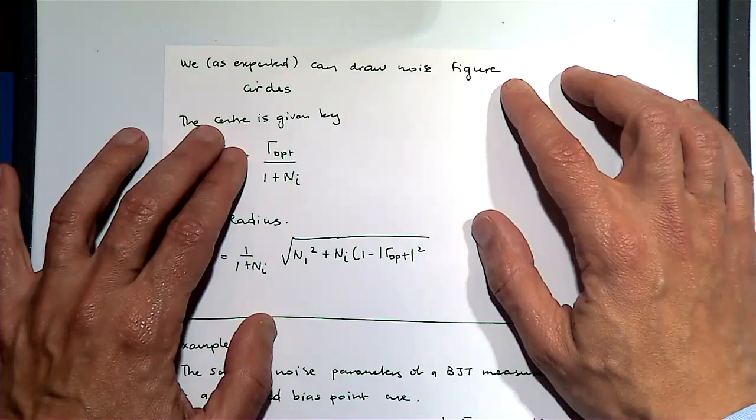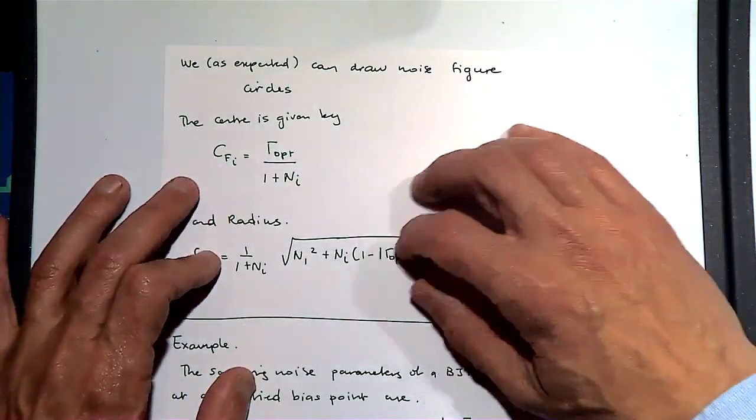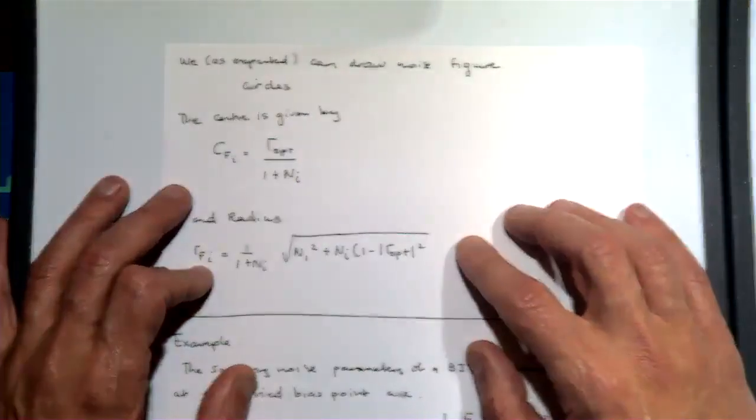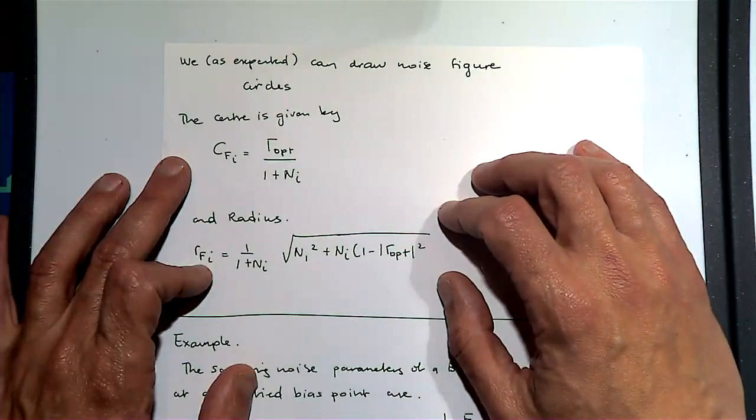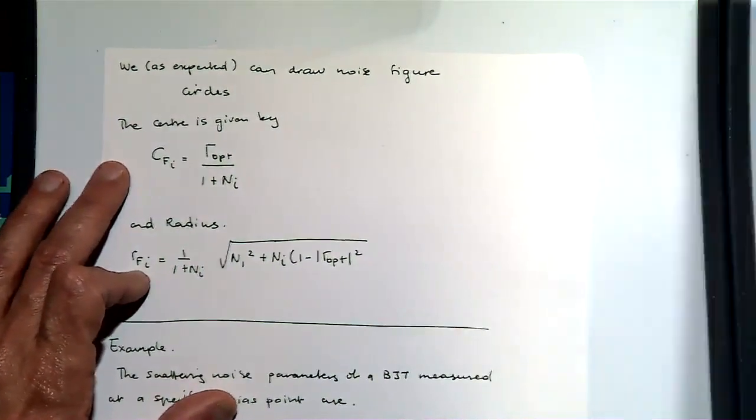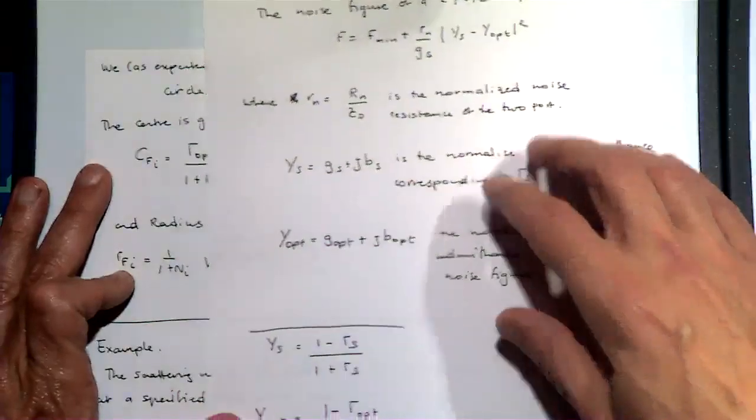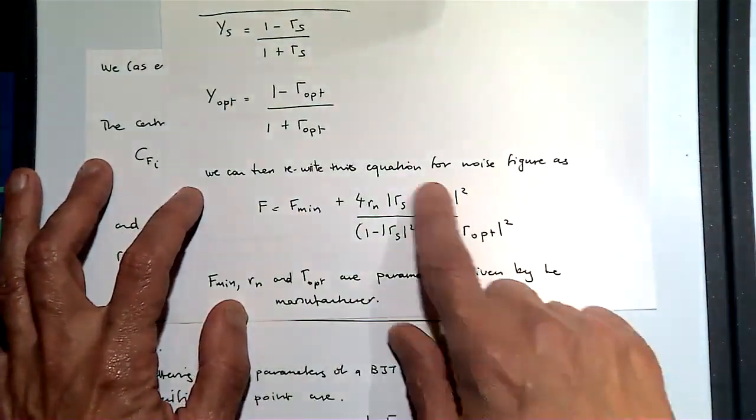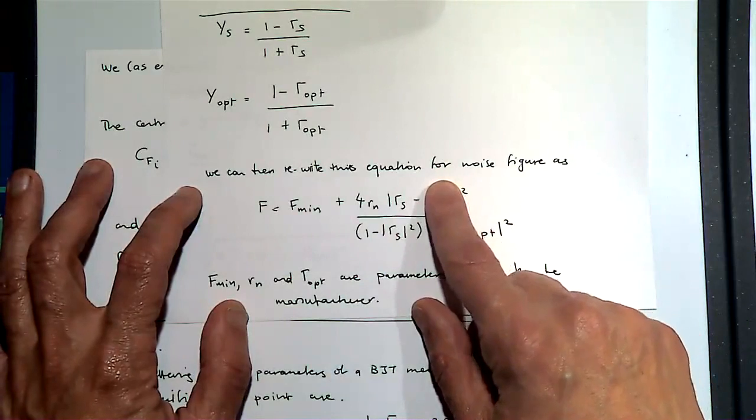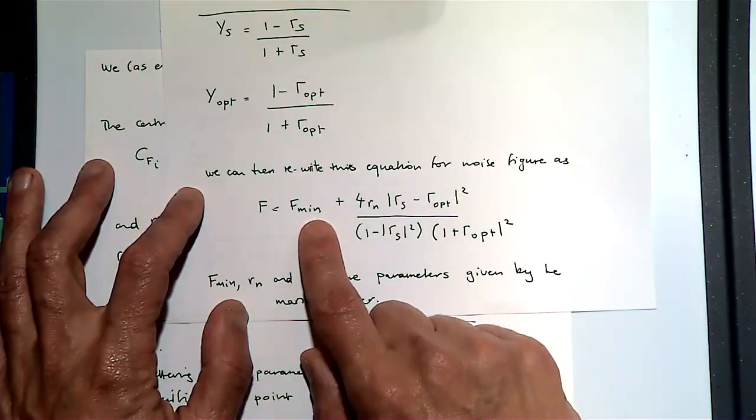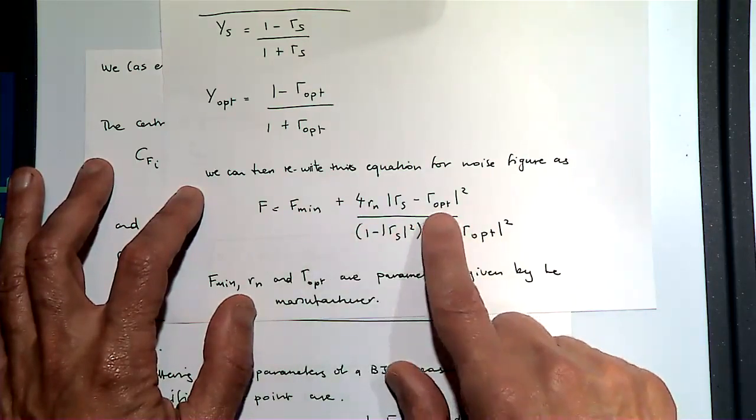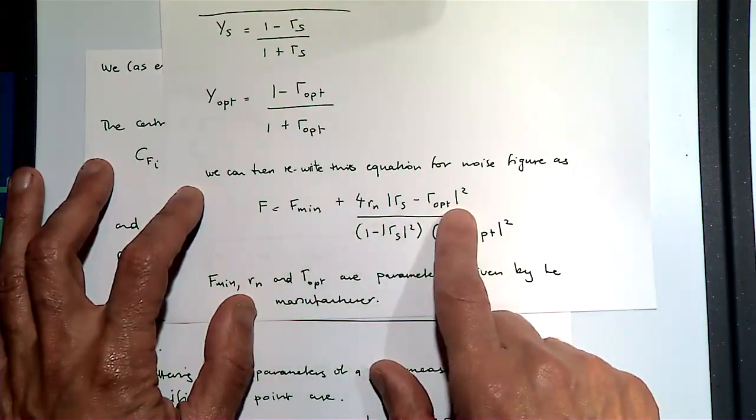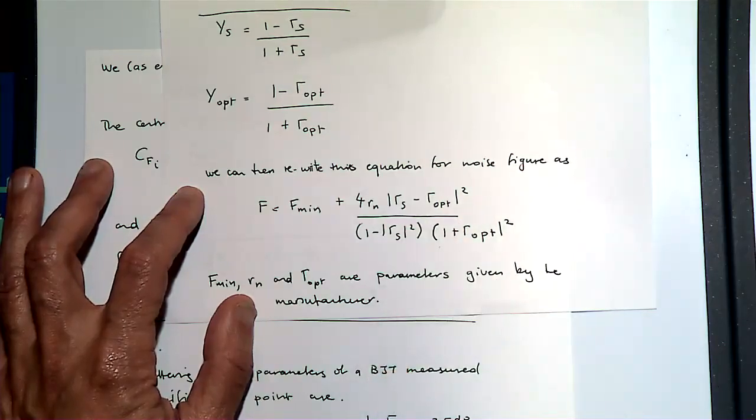Okay, so if we're going to do this, we work out the noise circles, and then you're given the center and of course the radius. What is going to be the minimum point? If you look at this, you can see, because this is always a positive quantity, that the absolute minimum in the noise figure is the minimum of the transistor itself, right? And that occurs at gamma S equals gamma opt, right? So you're always able to draw that point on your Smith chart.